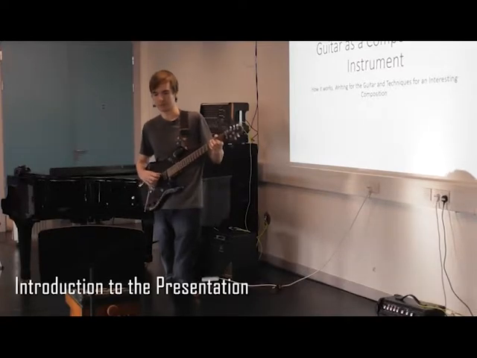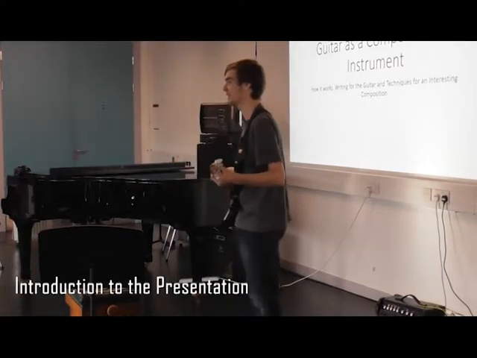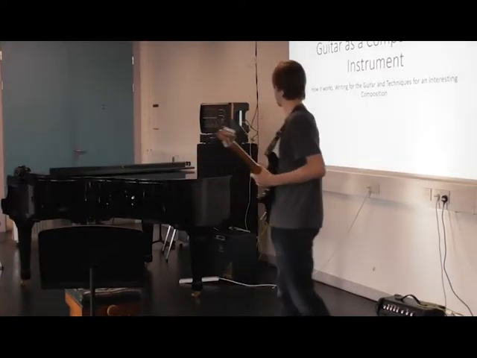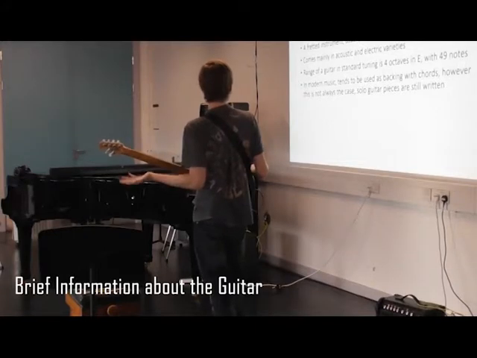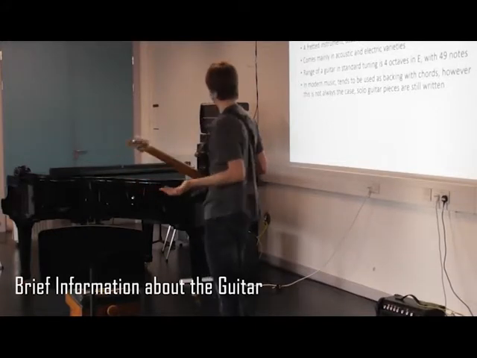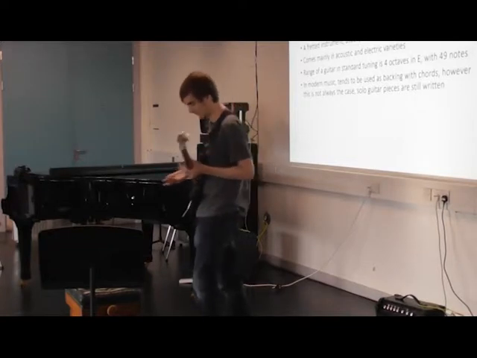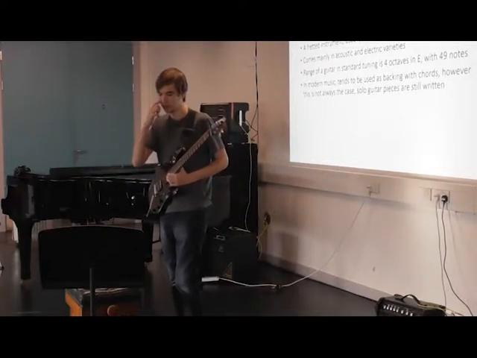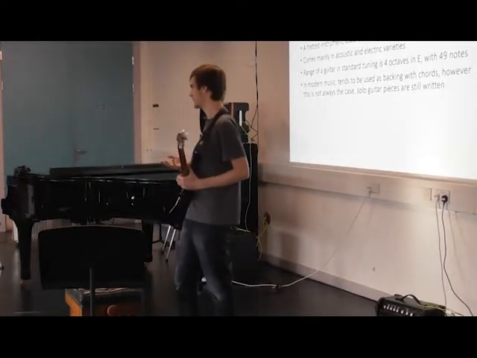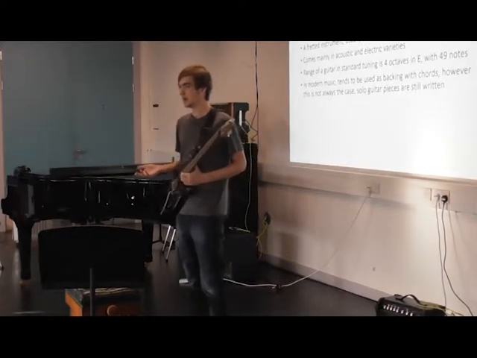So I'm basically going to be doing my presentation on guitar as a compositional instrument. It's a fretted instrument, usually with between 21 and 24 frets. This one, for example, has 24. It's a generic convention in the kind of music I play to have 24 or more frets. You usually get them in two variants: an acoustic guitar and an electric guitar.